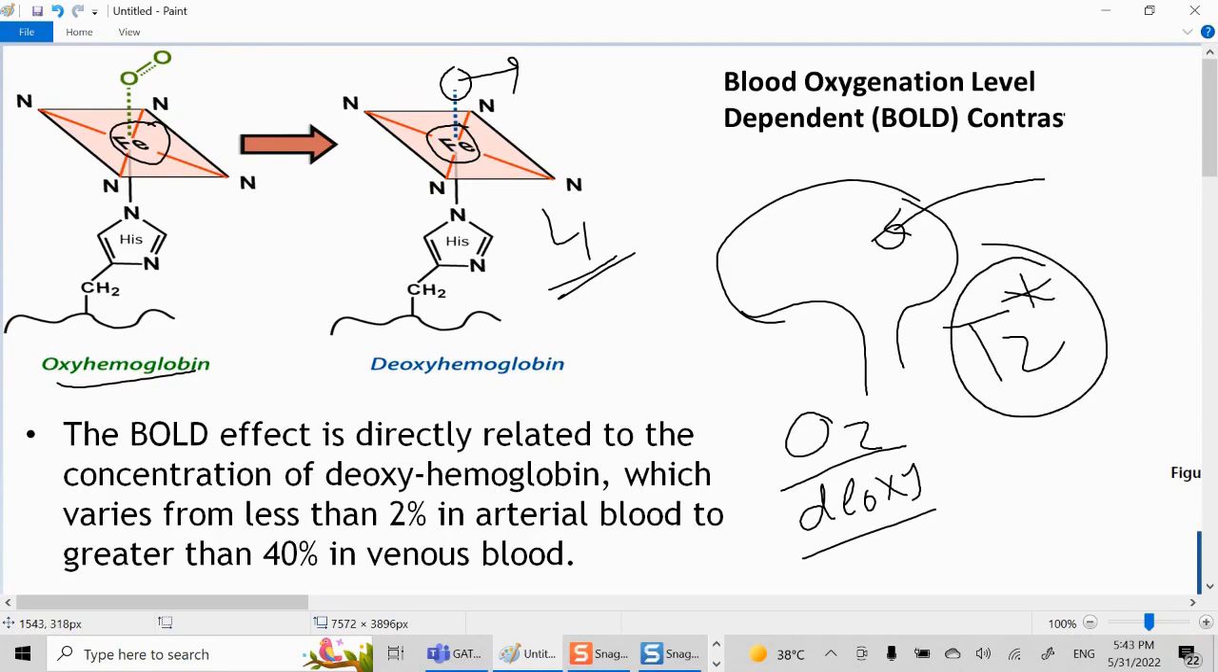T2 star sequences are significantly affected by magnetic susceptibility. If the concentration of deoxyhemoglobin is high, it causes signal loss. On the other hand, if oxyhemoglobin is the one with a high concentration, it is diamagnetic, not paramagnetic, which means in this case, the signal will be weak. Conversely, it will give you a higher signal intensity compared to what? Compared to the normal signal, meaning when both oxygen and deoxy are at similar concentrations.